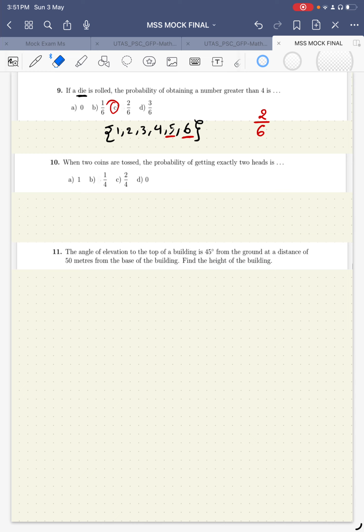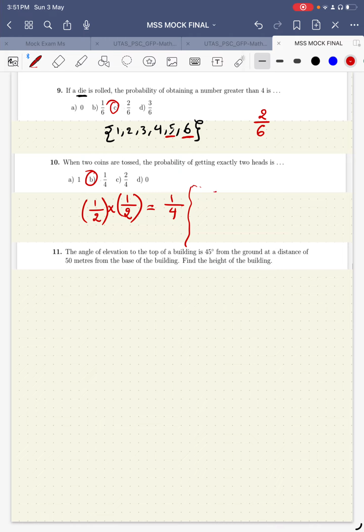So I'm going to find the probability of getting a head from one coin, which is 1 over 2. And the probability of getting a head from the second coin is also 1 over 2. I'm going to multiply them by the rule of independence, which gives me 1 over 4. So my answer is 1 over 4. That's one way to look at this question.